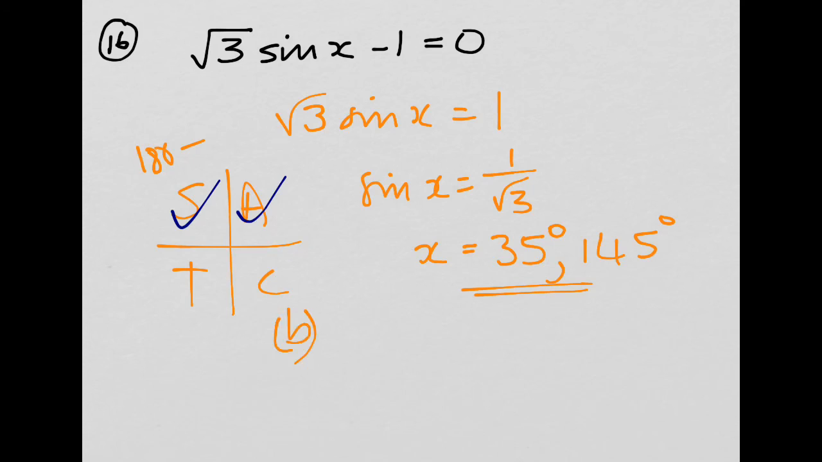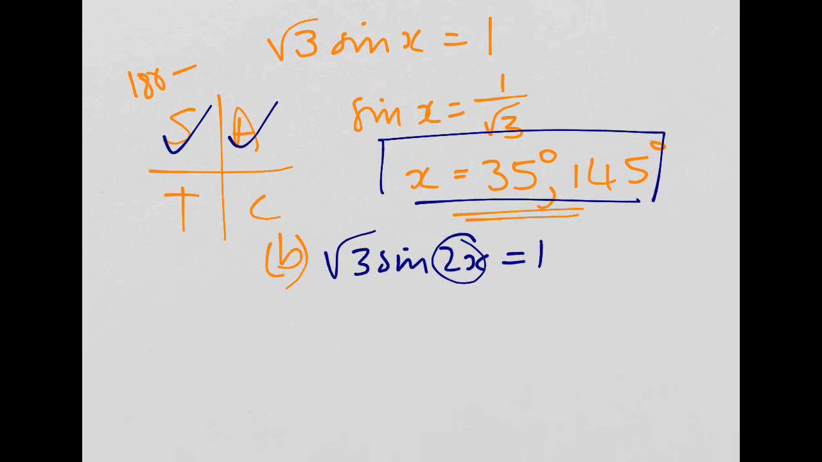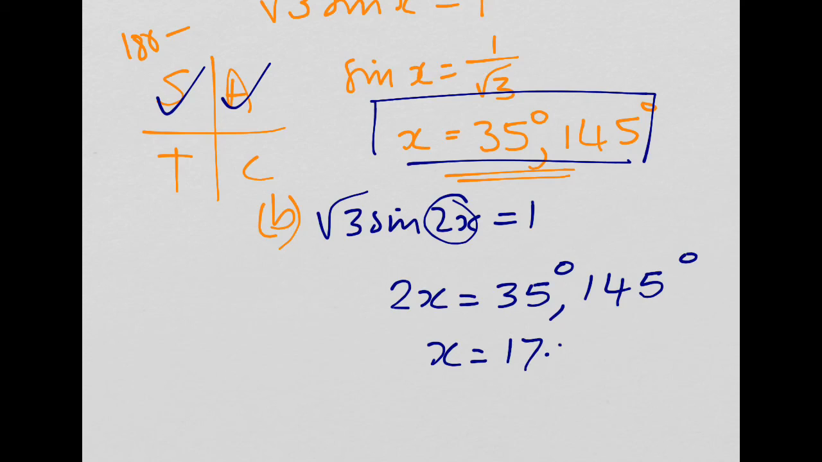Part B says what happens when you have root 3 sine 2x equals 1. Well, we've now just doubled the angle, so at this line here, where you had x equals, if you do it with 2x, you're going to have 2x equals 35 and 145 degrees. So x is going to be half of those, 17.5 and 72.5 degrees.